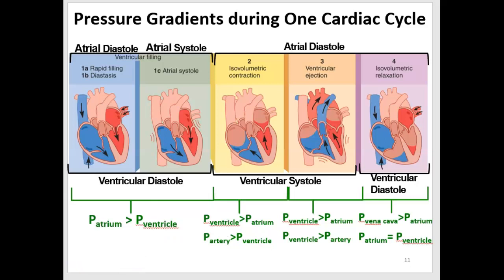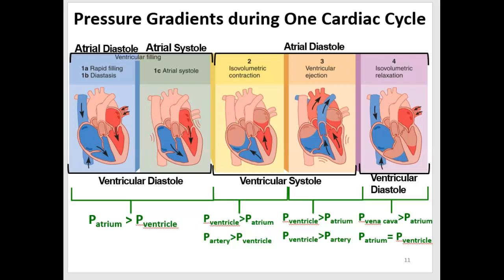In 1C, the green box, atrial systole is occurring, but the ventricle is still in diastole. Blood continues to move from the atrium to the ventricle because the pressure in the atrium is higher than the pressure in the ventricle.